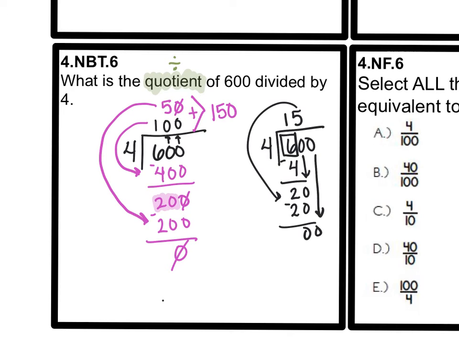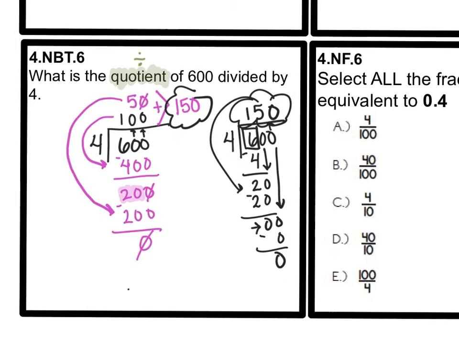Now, for some students, once they get 0, they think they're finished. However, since we still have this place value above the 1s, we're going to have to say that 4 fits into these zeros down here 0 times, multiply it down, and have 0 as a remainder, with our answer again being 150. No matter how you find these answers, either way is okay with me.